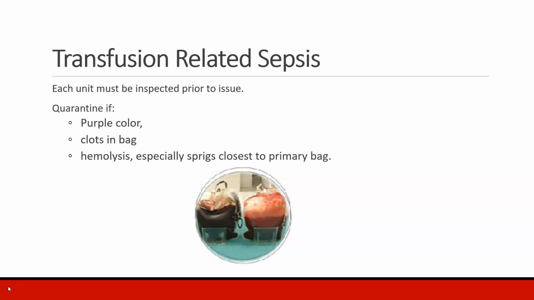So if you look at this picture, you can see that the picture on the left is a normal looking unit. The picture on the right is full of gas. What do bacteria produce as a byproduct of metabolism? Gas. So this would just catch my eye immediately and would not be going anywhere.